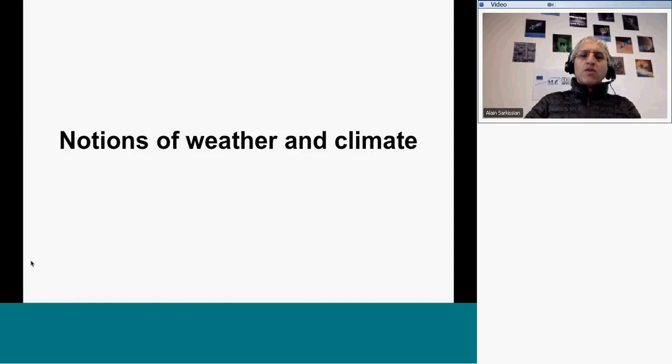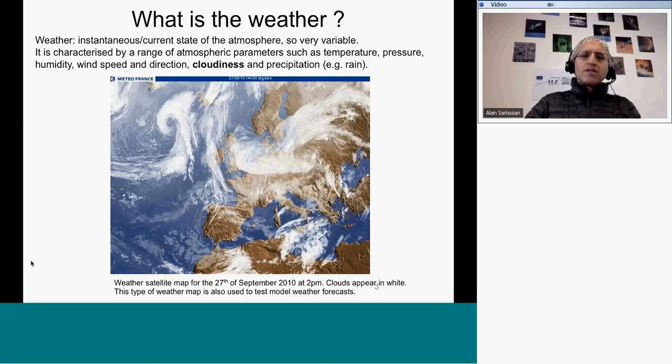These two things are often confused. Okay, so I'll explain what the weather is. So here's a map, an example of a cloud cover over Europe, and the clouds appear in white. And the important notion about the weather is that it's very variable in space and time. What does it mean? First of all, time: later you can take a shower at what point? And if you move through Europe, you can be warm in one place and cold in another. So it's very variable in space and time.